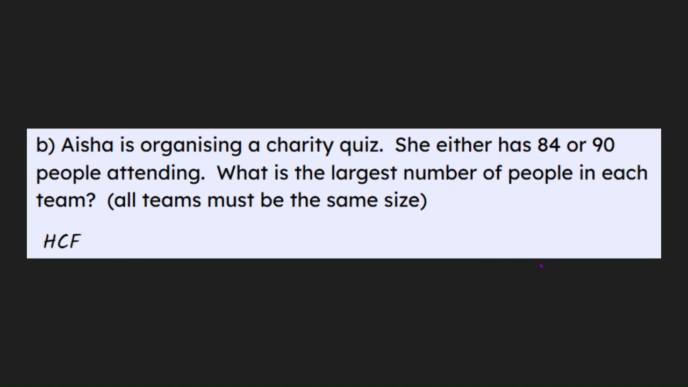B. Aisha is organizing a charity quiz. She either has 84 or 90 people attending. What is the largest number of people in each team? They all must be the same size. This would be the highest common factor, right? We've got a keyword here, largest number. That's one of our highest common factor keywords. And the answer is going to be smaller than these numbers, so it will be highest common factor.